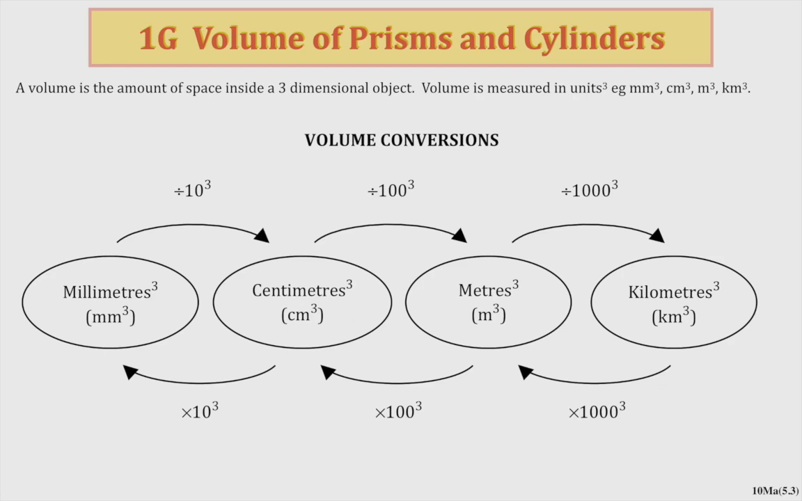Now, you may recall if we convert from millimeters to centimeters, we would normally divide by 10. But if you're doing volume conversion, converting from millimeters cubed to centimeters cubed, you're going to divide by 10 cubed. So the conversions are exactly the same for volume as they are for area and for simple units. Just need the cubed above your divided by or multiplied by 10 or 100 or 1,000.